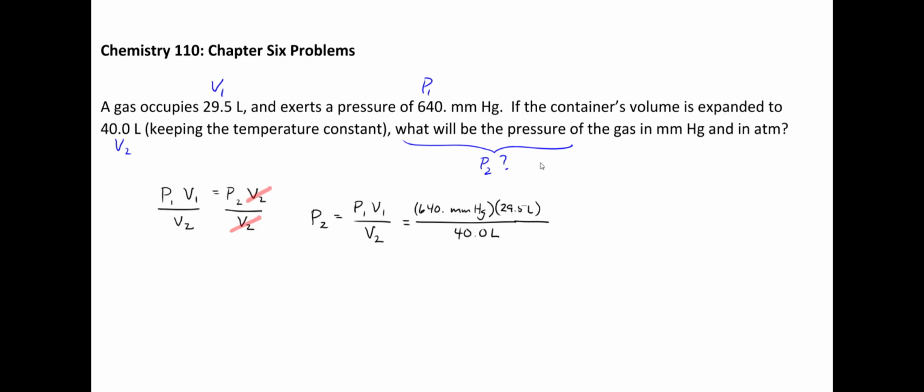Before we solve, let's look at the units. We see that liters and liters cancel out. So the unit we'll be left with is millimeters of mercury, a pressure unit. So putting this into the calculator, we have 640 times 29.5 divided by 40. And the calculator is giving me 472 millimeters of mercury.